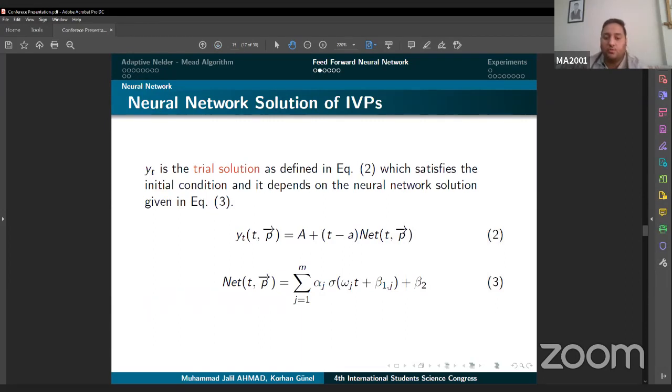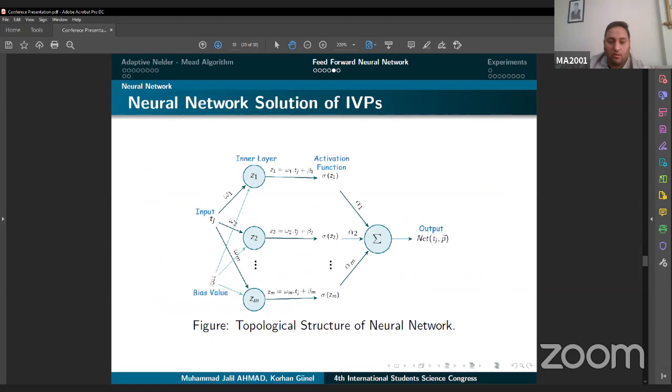So in the neural network, we will define a trial function, and in this trial function we have a number of unknown variables. This is the topological structure of our neural network. We have the inputs; this neural network is called the perceptron. We have the inner layer and the activation functions. What is the work of the activation function? The activation function helps us to reduce the value to between 0 and 1 generally, and this whole network will give us an output which will be called the net output of our neural network.